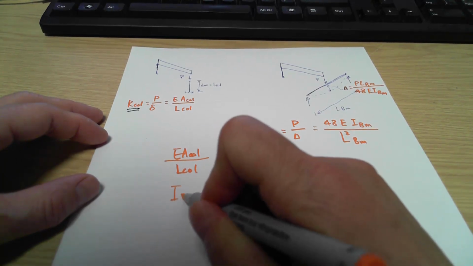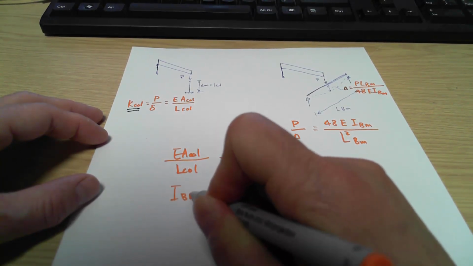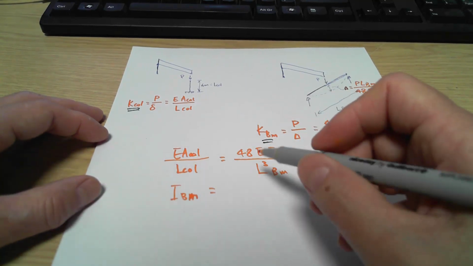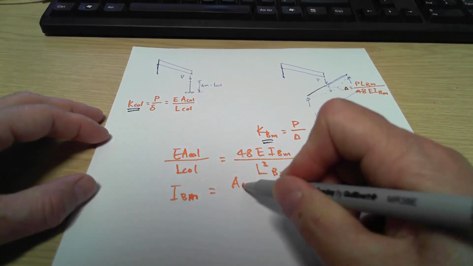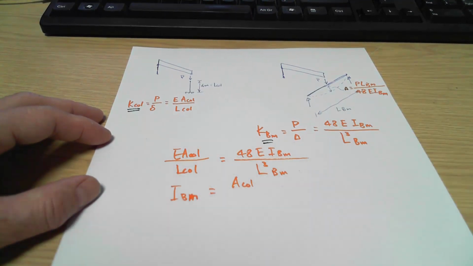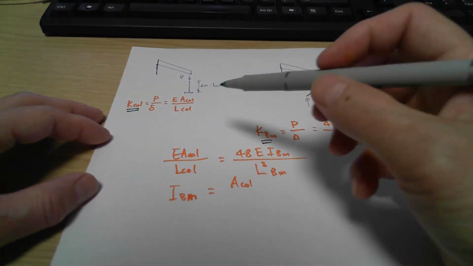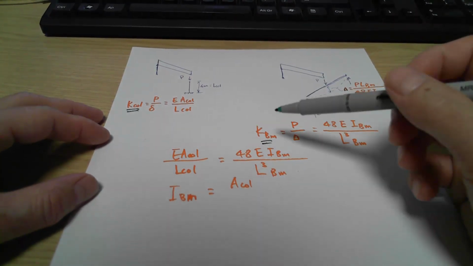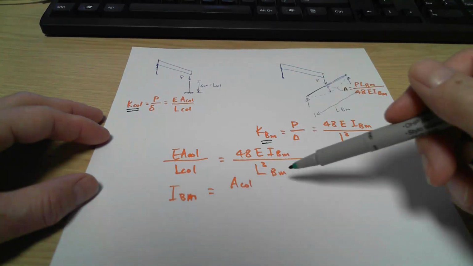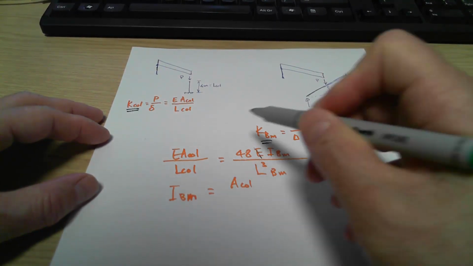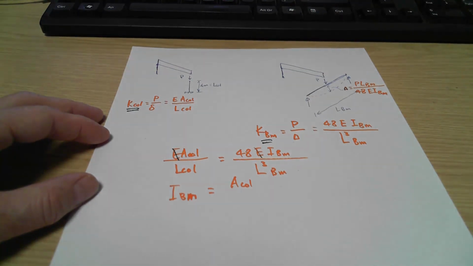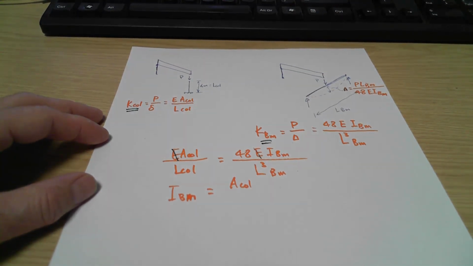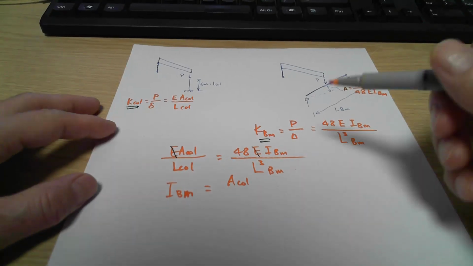So the I of the beam should equal the area of the column. Oh, sorry. Before I do that, I should mention one thing: the reason we use the same materials is because in this case, all the structures are built with steel, so the Young's modulus is going to be the same. We can just cancel it straight away, which makes it a simple way to demonstrate the example. Otherwise, you get a different E and a more complicated situation.